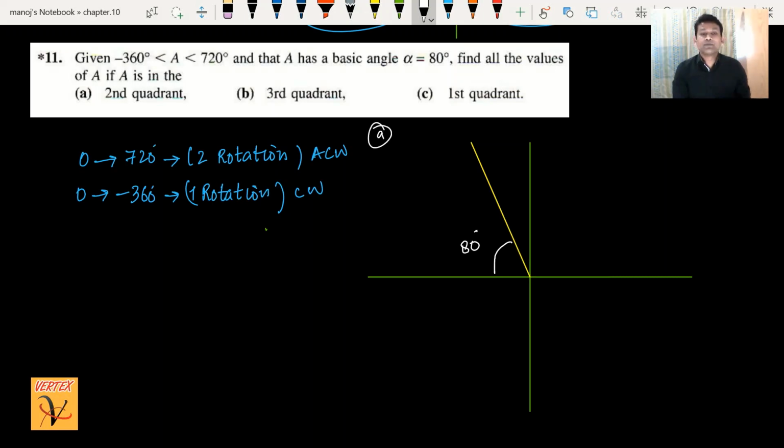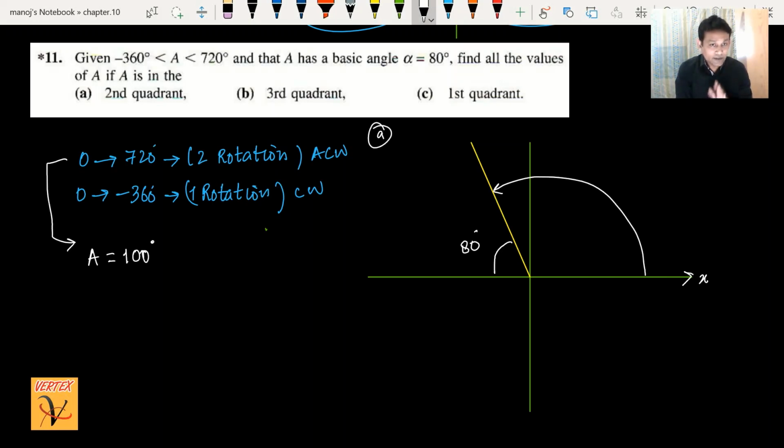Now what can we do when we are talking about the positive angle? Positive angle means anti-clockwise from the positive x-axis. I am talking about the first part. Only one angle is given, the basic angle, and I have to move. The first rotation, anti-clockwise. What is the first rotation? 180 minus 80. The first angle A is coming, 180 minus 80 is 100 degrees. We have done it. There is no problem. This is the first angle.